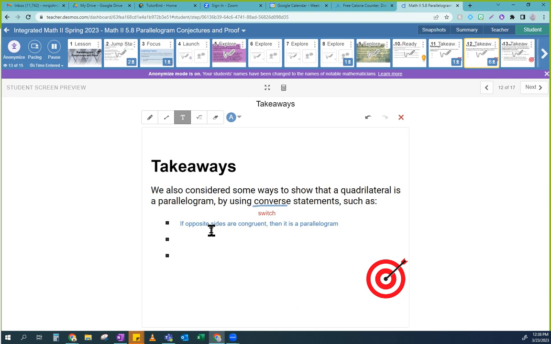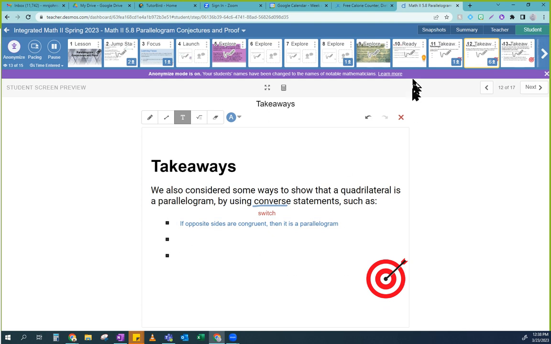So before, because it's a parallelogram, I know the opposite sides are congruent. So now I'm going to switch them, because I know the opposite sides are congruent. Now I know it's a parallelogram. To be really honest, this is not mathematically sound. I will show you what words are missing, or maybe you can figure it out, right?